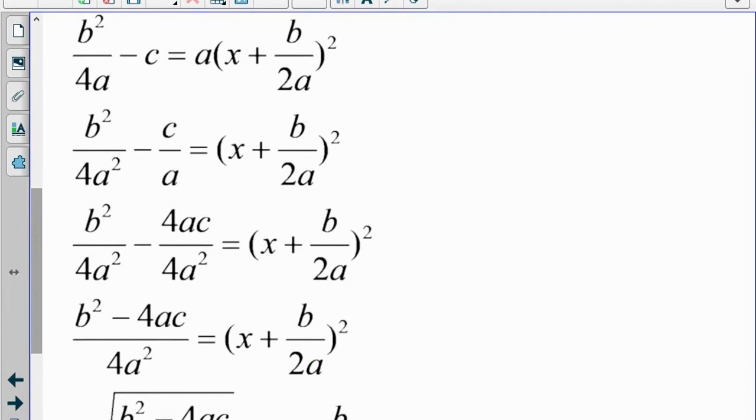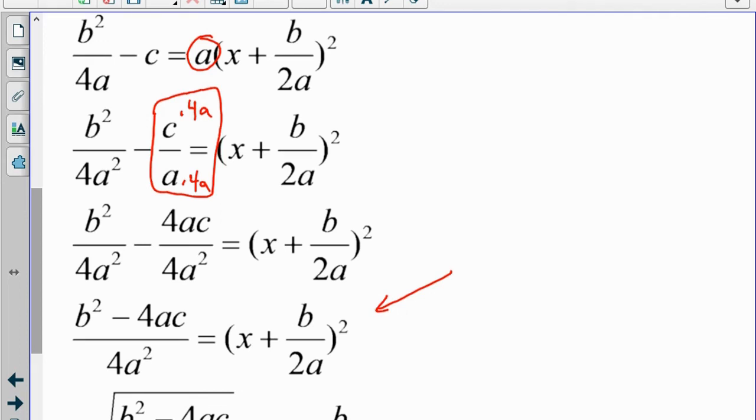Then I can take this a and divide both sides by a. If I divide both sides by a, that gets rid of the a on the right and puts an a squared on the left in that first term and a divided by a in the second term. Then I can get a common denominator, so I multiply the top and the bottom of this fraction by 4a. That gets me b squared minus 4ac all over 4a squared. Then this step is combining them into a common denominator.